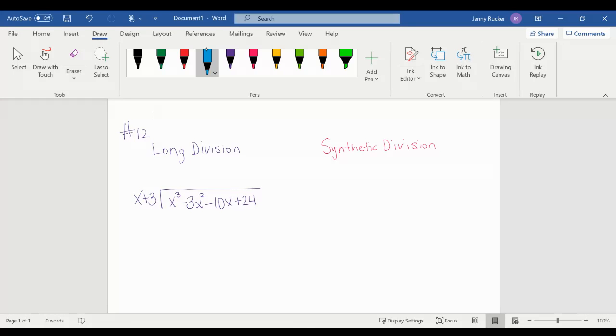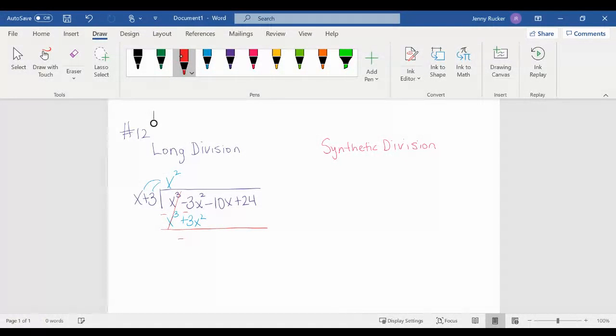So x times what gives me x to the third? That would be x squared. Now I'll take this x squared and multiply it by both terms of that binomial, so x squared times x and x squared times 3. Now we will subtract. Be careful with your signs.